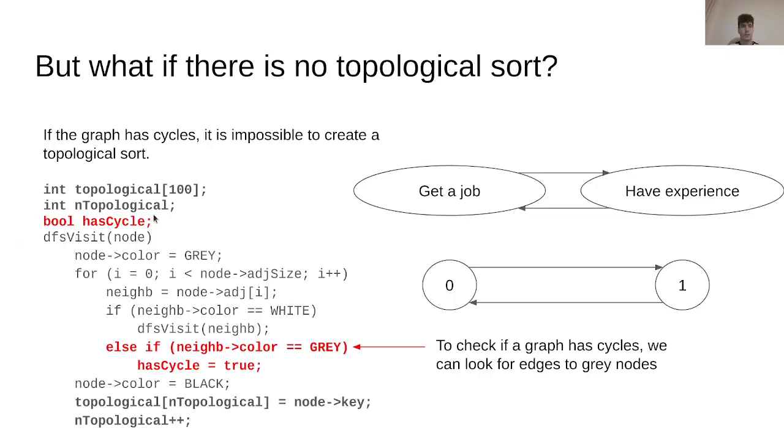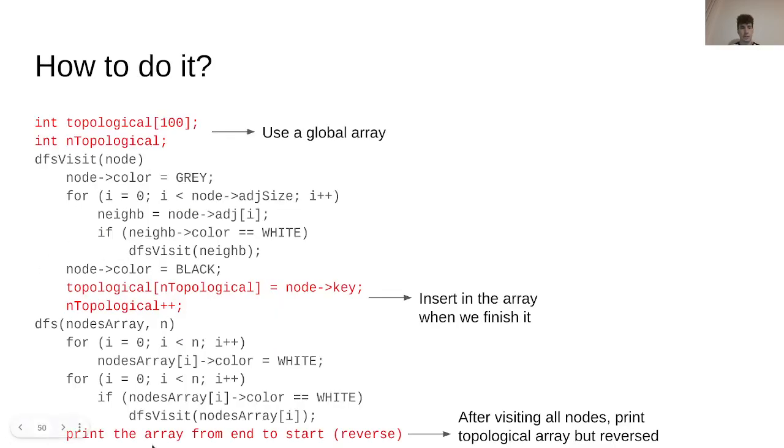So we can take a variable, which initially we set to false, and if we encounter a gray neighbor, we make it true, and somehow print at the end that there is no topological order. It's impossible to sort. So here, instead of printing the array, we can put if there is no cycle, print the array, else print there is no topological order.